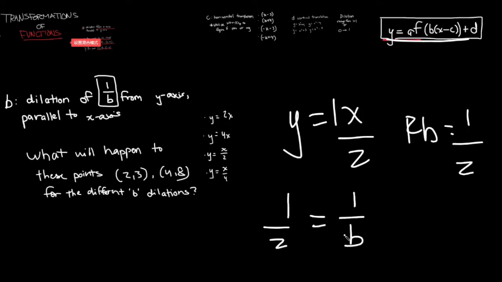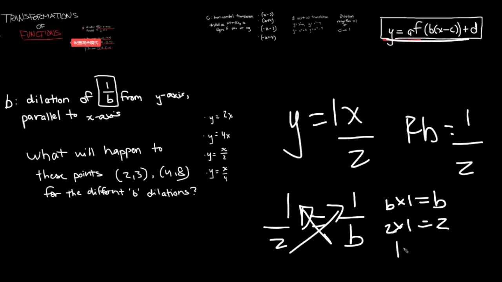Now, you could just cross multiply this, which is you just times these two. So 1 times b is b, and 2 times 1 equals 2. So b is equal to 2.